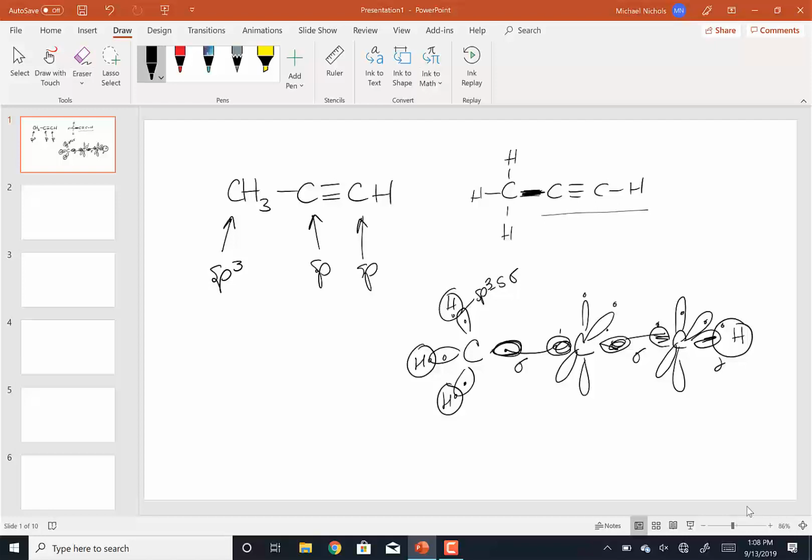So remember, the sigma bonds can only come from the hybrid orbitals. You can't form sigma bonds from p orbitals, only hybrid ones, and s's, and 1s. Okay, so now we have that, so now we're going to form our pi bonds. So this structure right now would be the equivalent of this.